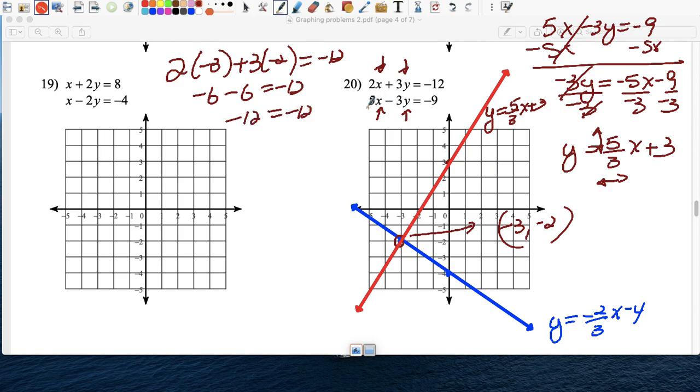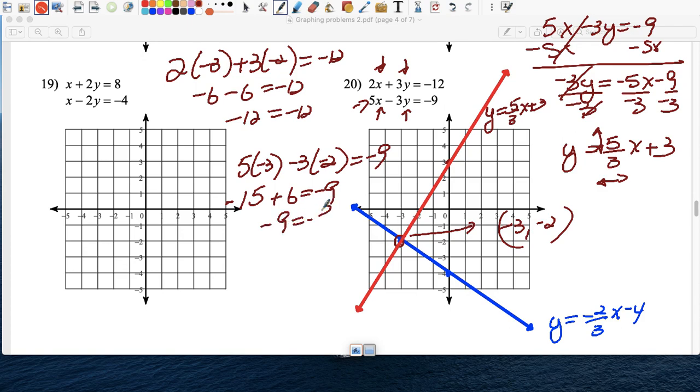Equation 2, right? This is equation 2. 5 times negative 3 minus 3 times negative 2. It should give me negative 9. Let's see. 5 and negative 3 is negative 15. Negative 3 and negative 2 is positive 6. Did that really give me negative 9? Yes, it does. So notice that this point satisfies both equations. Okay, and that's it. That was really it.